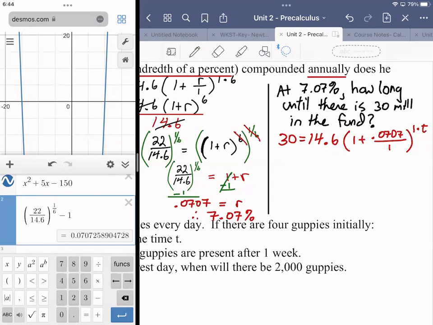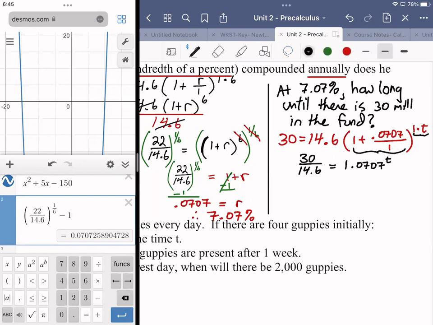So this would be the equation I'd have to solve. A lot of similarity, except now I have a variable exponent. Right? I can divide out the 14.6. So 30 over 14.6 would be, this all collapses down. It's kind of nice. This is 1.0707, and this is just a T. So believe it or not, we're actually kind of in the home stretch with this one. It just doesn't seem like it because the numbers are ugly.